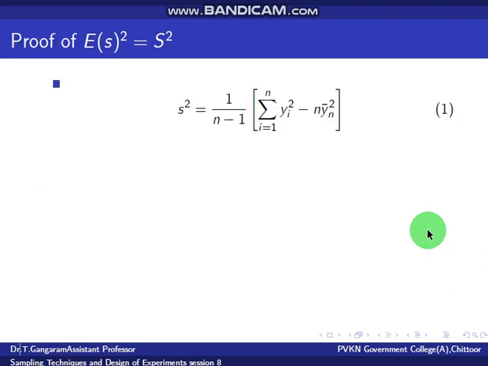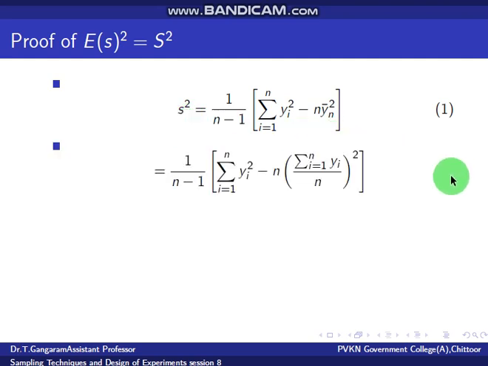By definition of sample mean square, s square is equal to 1 by n minus 1 summation i is equal to 1 to small n yi square minus n into y bar whole square. This is the definition of sample mean square. Here, y bar is summation i is equal to 1 to n yi divided by small n, whole square.